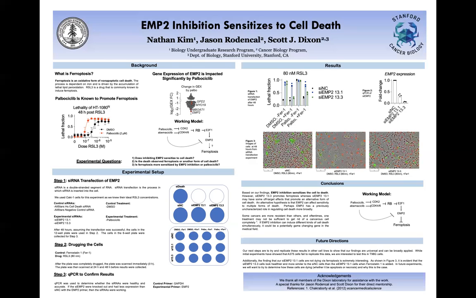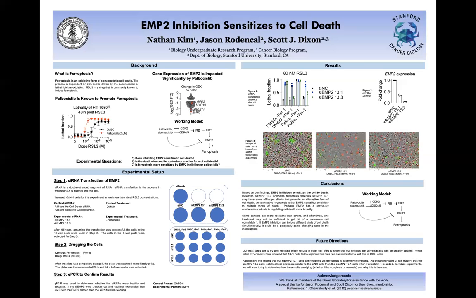Moving to figure 2, this is the qPCR that we did, and these results are very positive. It tells us that the siRNA successfully got into the cell. As you can see, we would expect that the siEMP2s would have a much lower fold change than the negative control, which is what we're seeing in these results.